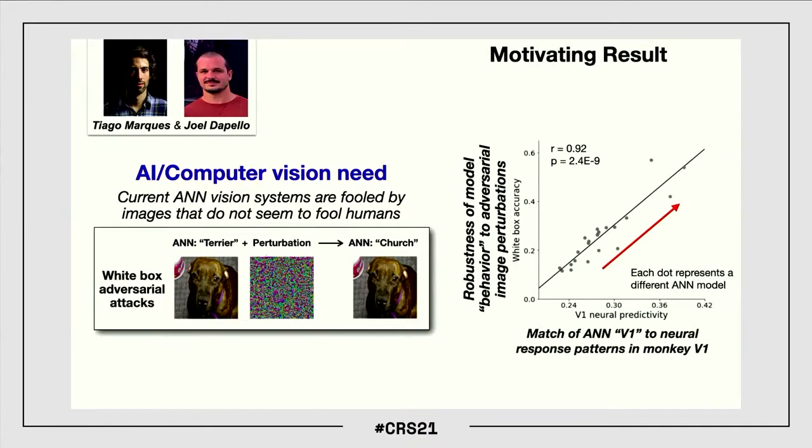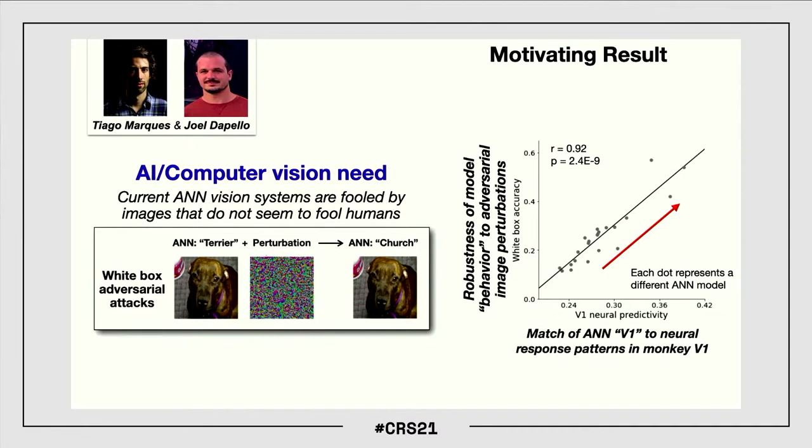One of the cool things that Joel and Tiago noticed is that when they just started to look at those models, and remember, there's a whole suite of ANN models, and here looking at the ANN models' V1 level, so just that early part of the model, the x-axis showed its match to the V1 population pattern using metrics like the ones I showed you earlier, these linear regression metrics. And each dot is a model. Then on the y-axis is the robustness of that model to these kinds of computer vision adversarial perturbations that I outlined on the left. So higher on the y-axis is better, less fooled by that kind of manipulation.